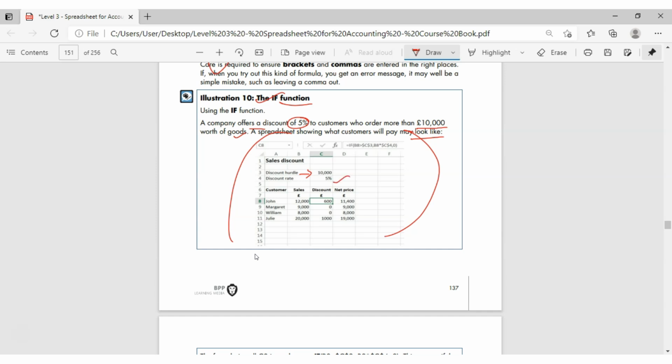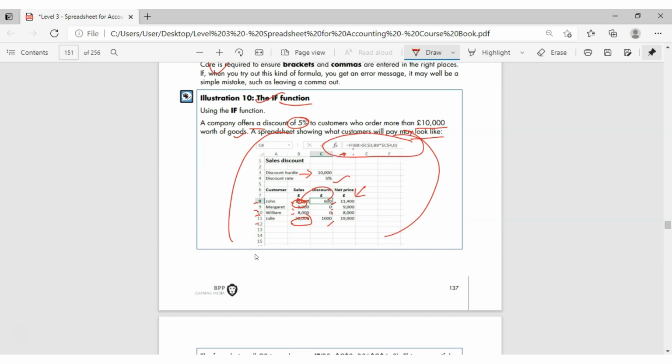So customers John, Margaret, William, and Julie have sales of 12, 9, 8, 20. So these two are entitled to the discount. And how much is the discount? 600, nothing, nothing, 1,000. And the net price is the sales price take away the discount. That's what you're meant to do. Although they have done it for you, look at the formula they used.